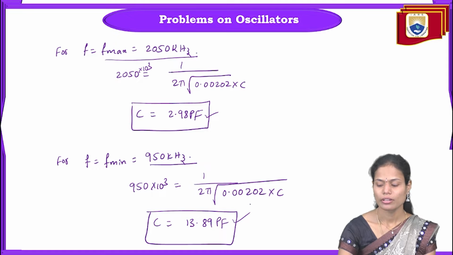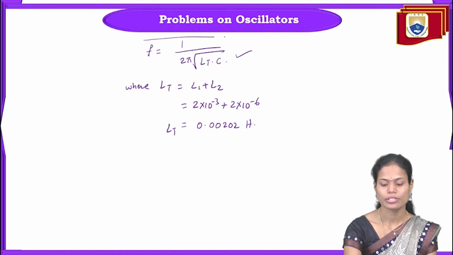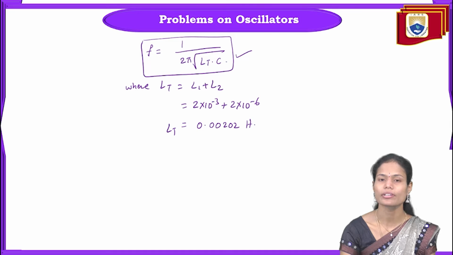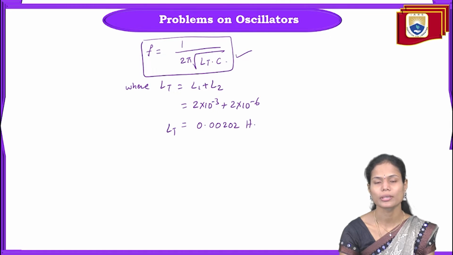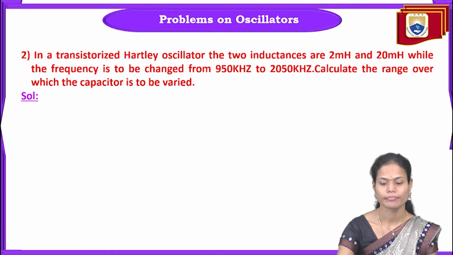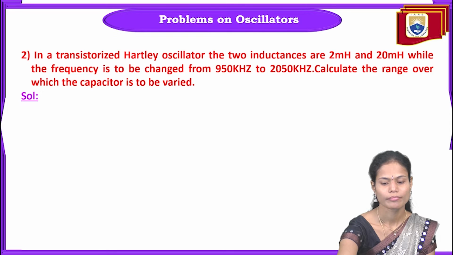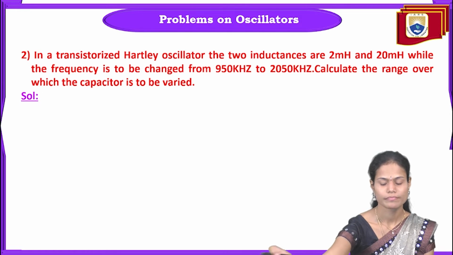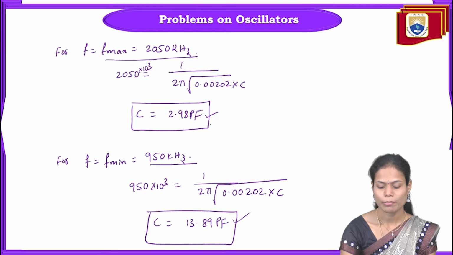So in this way, by using the frequency of oscillation formula of the Hartley oscillator, we can calculate the capacitance value as well as the inductance value required to design that particular oscillator. In this case, the capacitance value is varying from 2.98 picofarads to 13.89 picofarads whenever the frequency is changing from 950 kilohertz to 2050 kilohertz.